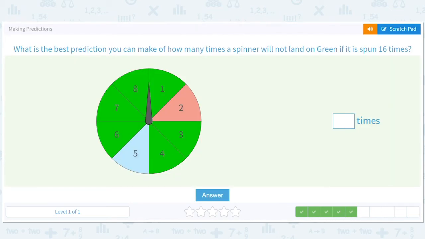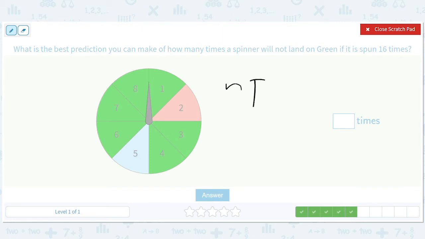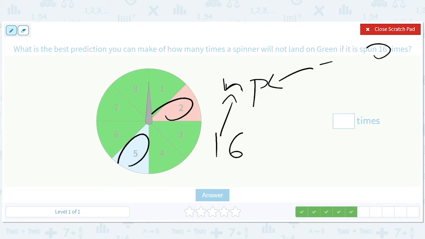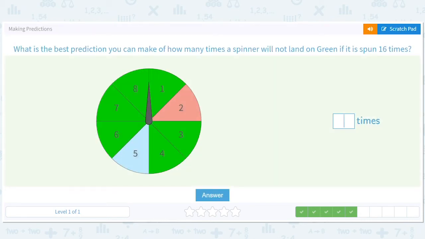So we're seeing the pattern. What is the best prediction you can make of how many times a spinner will not land on green if it has spun 16 times? So the 16 is this N. Not land on green is 2 out of 8, or 1 divided by 4. So you're going to multiply 16 times 1/4, or 16 divided by 4, which is 4 times.